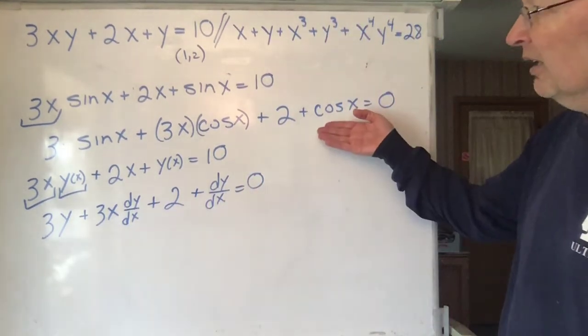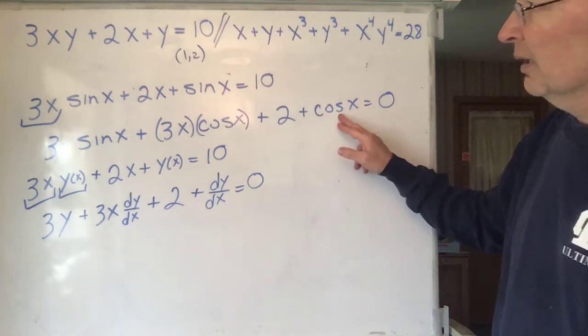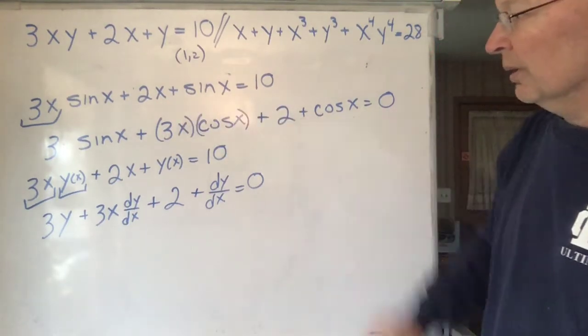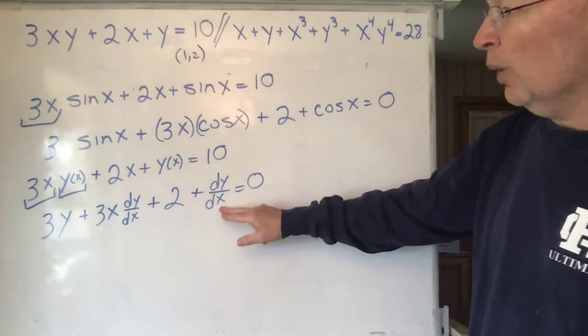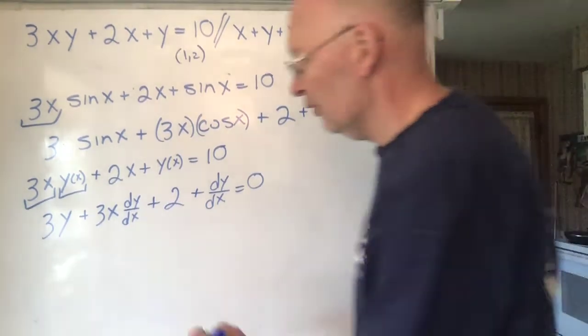So same thing we did here. This was a function of x, and so we took its derivative. This is just a regular x, so the derivative of 2x is just 2. Okay, same thing here. Every place we had a cosine of x here, we have a dy/dx here. Same idea. Okay, so now I want to solve this for dy/dx.